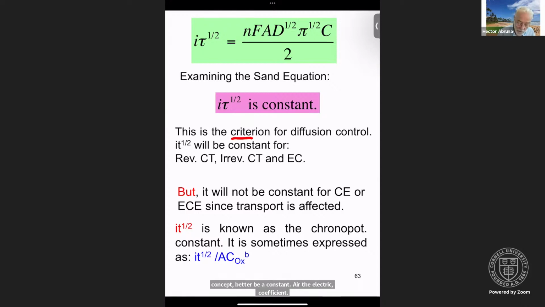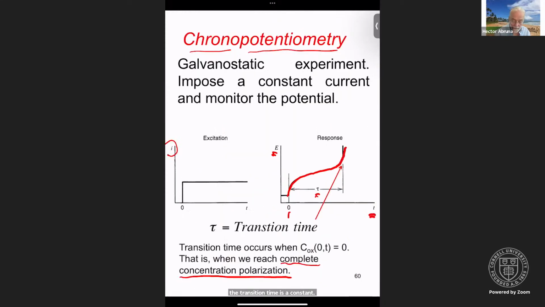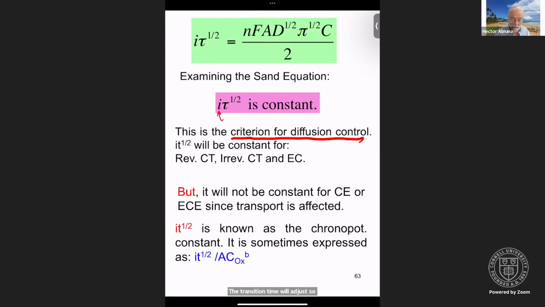The criterion for diffusion control is that I tau to the 1/2 be constant, meaning if I change the current density, the product of the current density times the square root of the transition time is a constant. Meaning, if I change the current density, right? If I make this, let's say, bigger, the transition time will adjust so that the product of I tau to the 1/2 is constant. And that is the criterion for diffusion control.